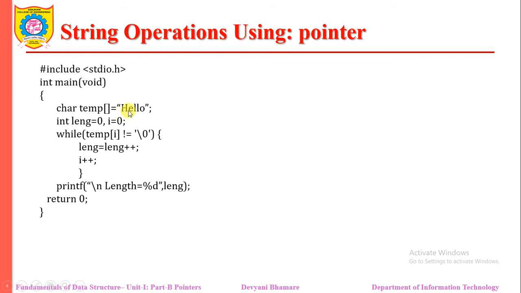Then is it null? No. Counter is 2. Is it null? No. Counter is 3. Is it null? No. Counter is 4. Is it null? Counter is 5. Is it null? Yes. Then we need to stop. So once we come outside this while loop, we can display the length of the string. Now this is by using a variable, meaning we are taking the array of our structure.